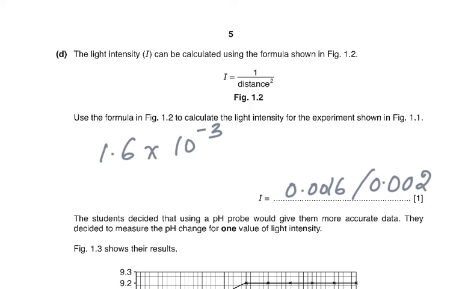Then let's look at the D part of the question. The D part of the question says, the light intensity can be calculated using the formula 1 over distance whole square. So using the formula in figure 1.2 to calculate the light intensity for the experiment shown, this is what we had. We had this 1.6 into 10 raised to the minus 3 or 0.016 or 0.0016 or 0.002. So this was the answer, and this was a 1 mark for you to calculate this.